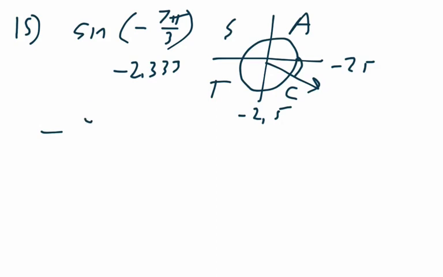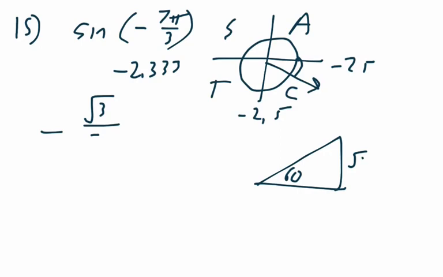And then I have the 60, same one that I had for the last problem. So that's square root of 3, 2, and 1. So the sine is square root of 3 over 2.